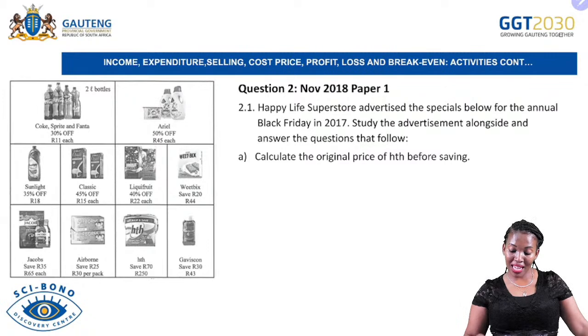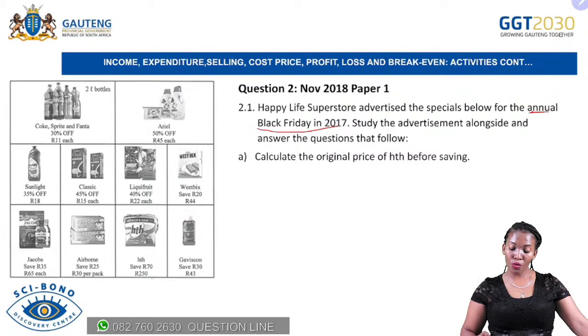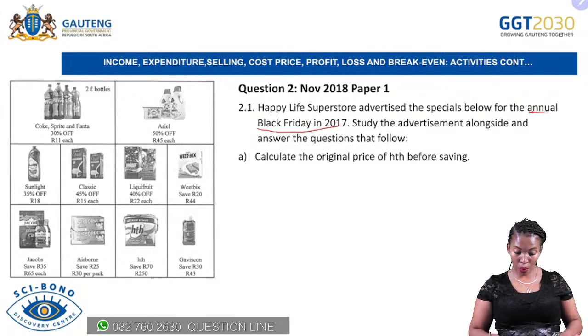They say Happy Life Superstore advertised the specials below for the annual Black Friday in 2017. Study the advertisement alongside and answer the questions that follow. So this was the annual Black Friday that took place in 2017. So let us study the catalog and then we'll use that information to answer the questions.